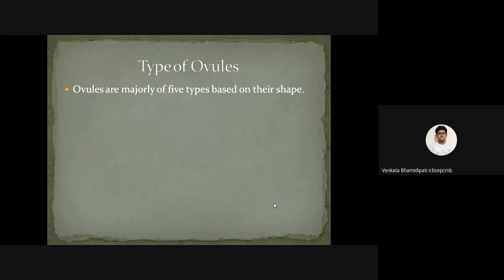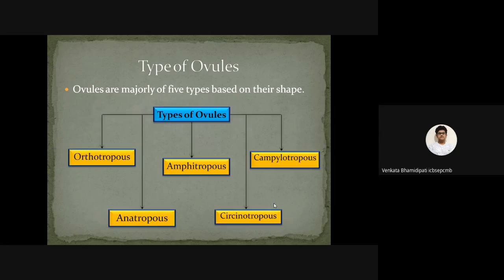Okay, now we'll move on to types of ovules. The basis of categorization is solely their shape. Based on this factor of shape, ovules are majorly of 5 types, which are in this chart. We have orthotropous, anatropous, amphitropous, circinotropous, and campylotropous. We'll go over them one by one with examples and how they look.